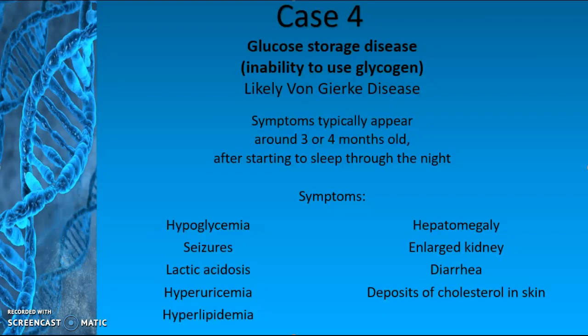Around this time, all infants start sleeping through the night and do not eat as frequently. Infants with von Gierke's disease may develop hypoglycemia, which can lead to seizures. Patients can also develop lactic acidosis, high blood levels of uric acid or hyperuricemia, and excess amounts of fats in the blood, hyperlipidemia. Patients also develop an enlarged liver and kidneys. They experience diarrhea and deposits of cholesterol in the skin.